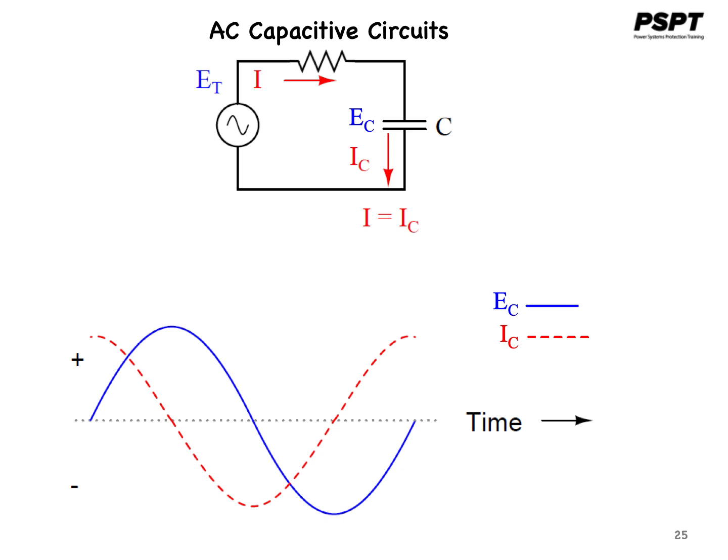Having said all of that, the time domain curves would look like this, where the current through the capacitor and the circuit is shown as a dotted red line, and the voltage across the capacitor is shown as a blue solid line.